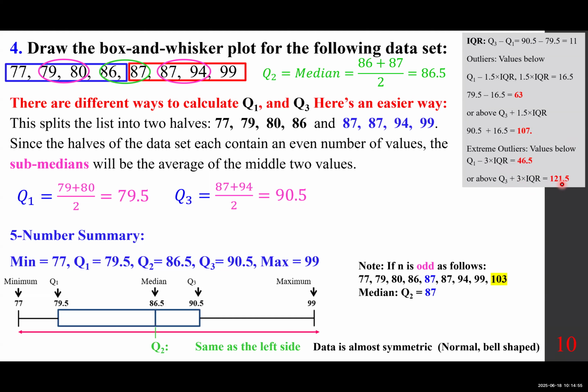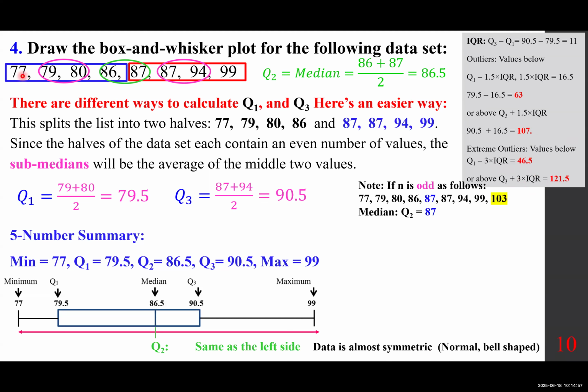Also, I want to add something else. What happens if n is odd? Here n is even. So let's add some number. I'm going to write the same thing, and I've added 103 on purpose because I want to show you the difference, class. If it's odd, in this case, 1, 2, 3, 4 on the left, 1, 2, 3, 4 on the right, and this one in the middle. There are a total of 9. So the one right in the middle is Q sub 2, 87.